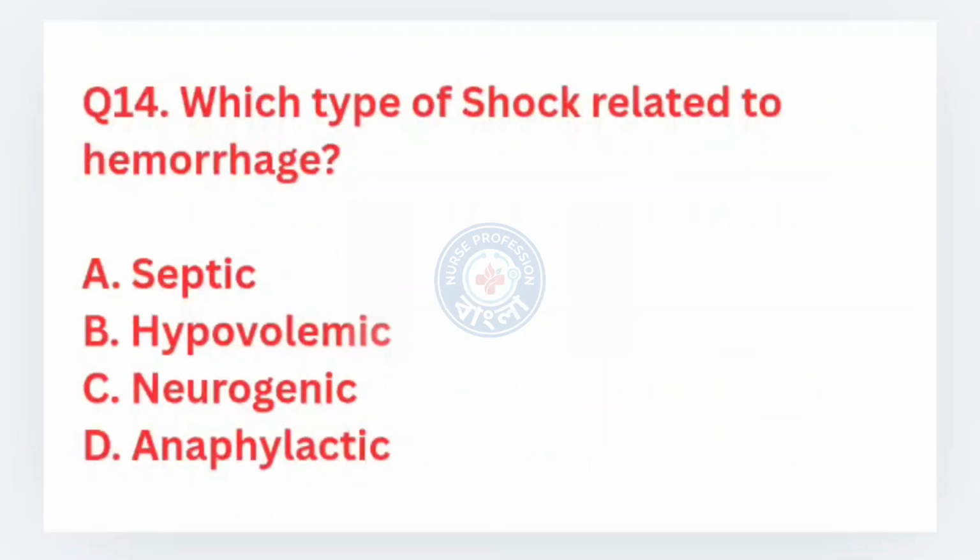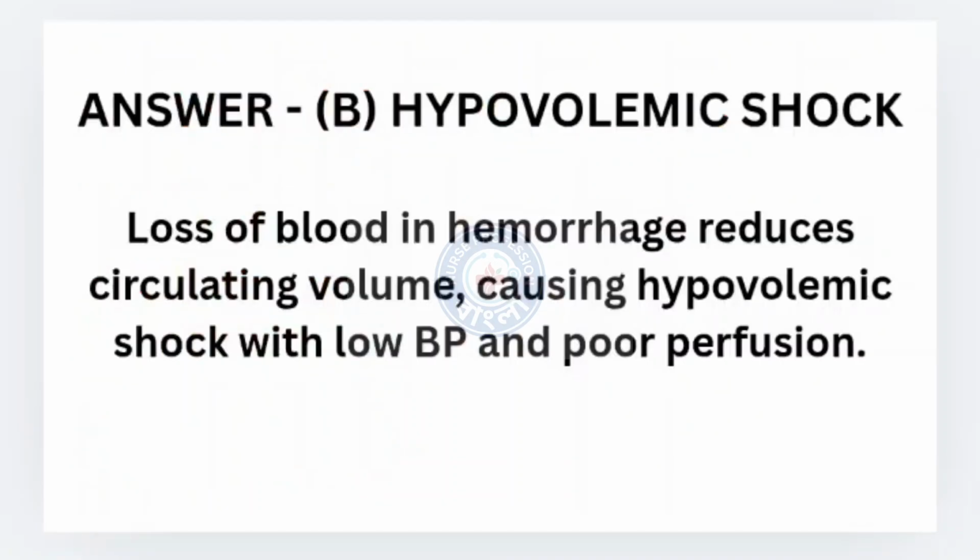14. Which type of shock is related to hemorrhage? Septic, hypovolemic, neurogenic, anaphylactic. Answer, hypovolemic shock. Loss of blood in hemorrhage reduces circulating volume, causing hypovolemic shock with low blood pressure and poor perfusion.